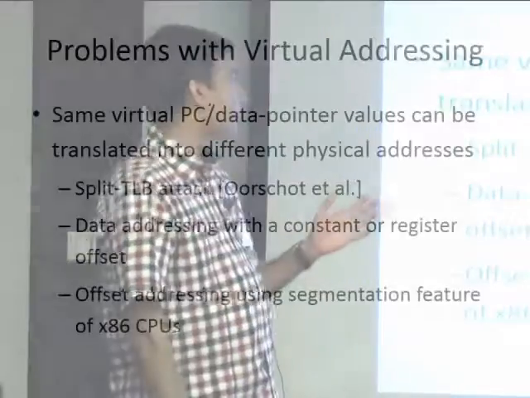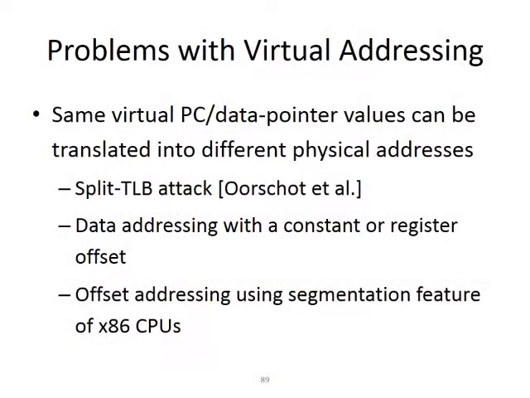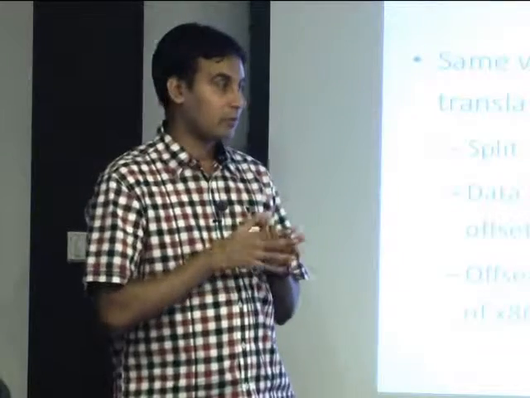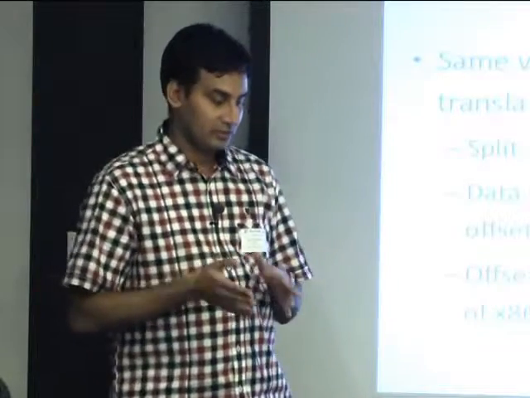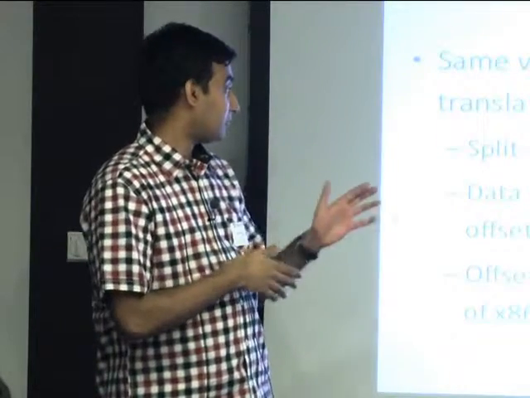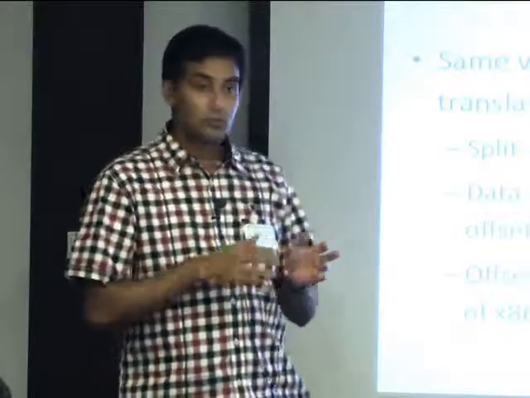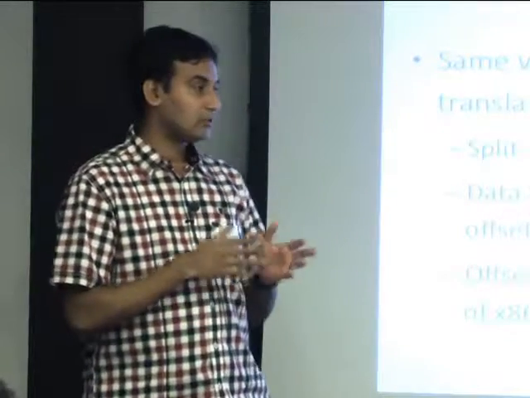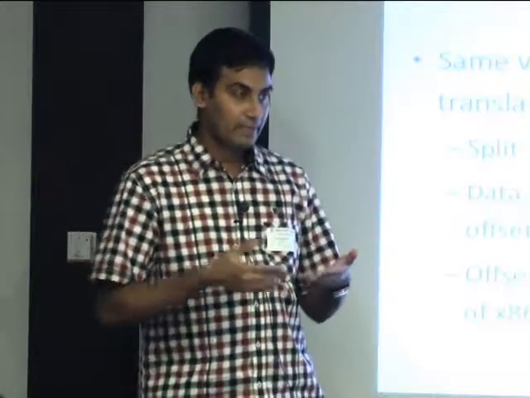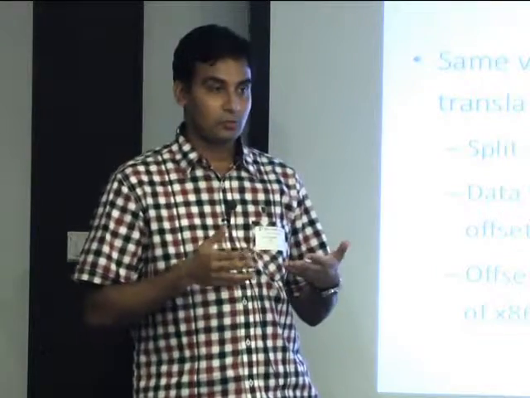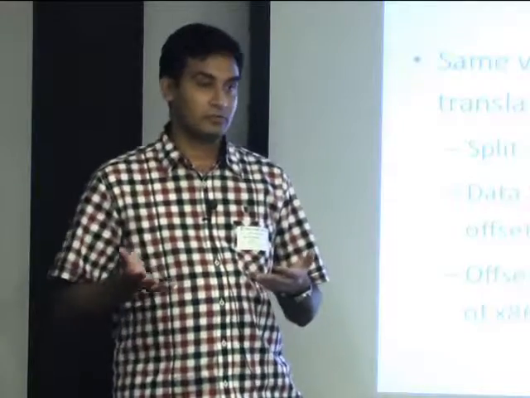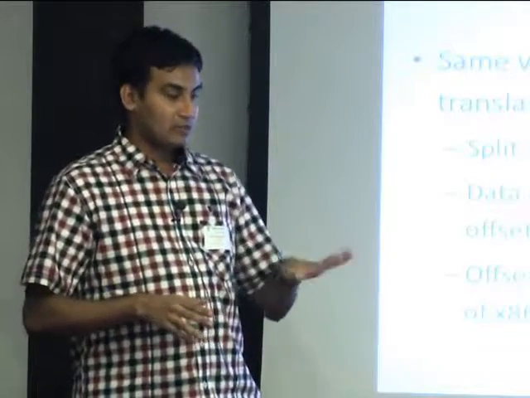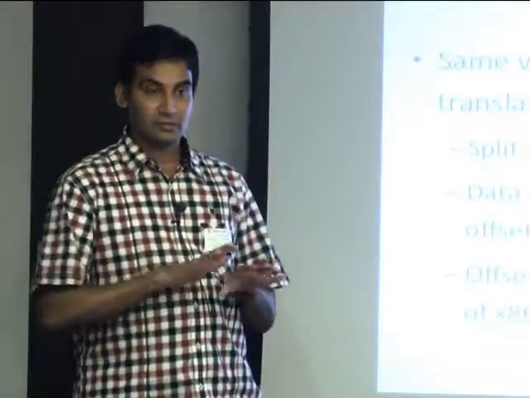So what are the problems with virtual addressing, right? The trouble is that the same virtual program counter or data pointer values can be translated into different physical addresses, right? And there are at least three variants of an attack of this kind. There is what's called the split TLB attack. What this does is when a virtual address is accessed as code, it translates to one physical address. If it's accessed as data, it translates to a different physical address. So in other words, the instruction TLB and the data TLB are desynchronized.